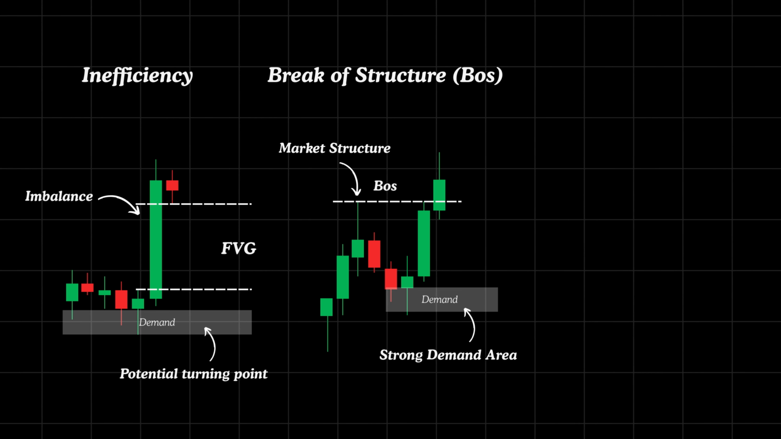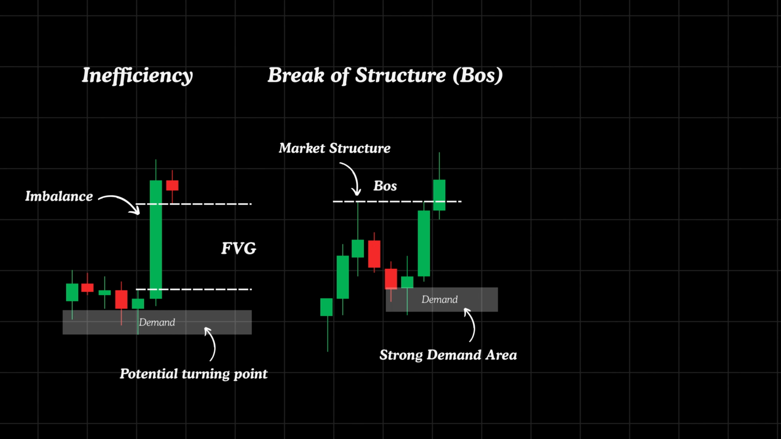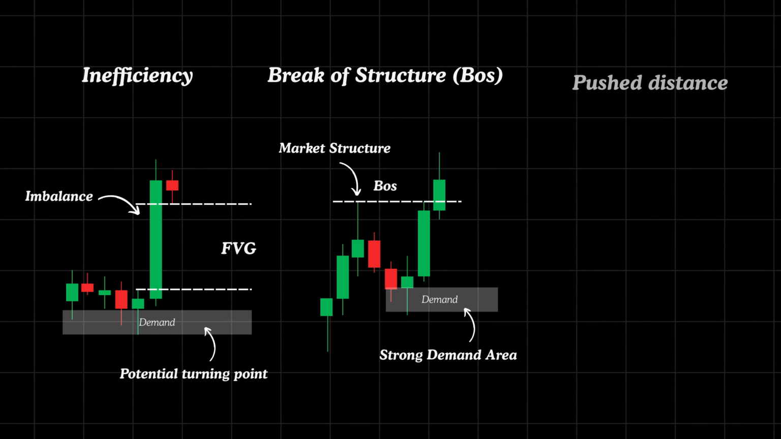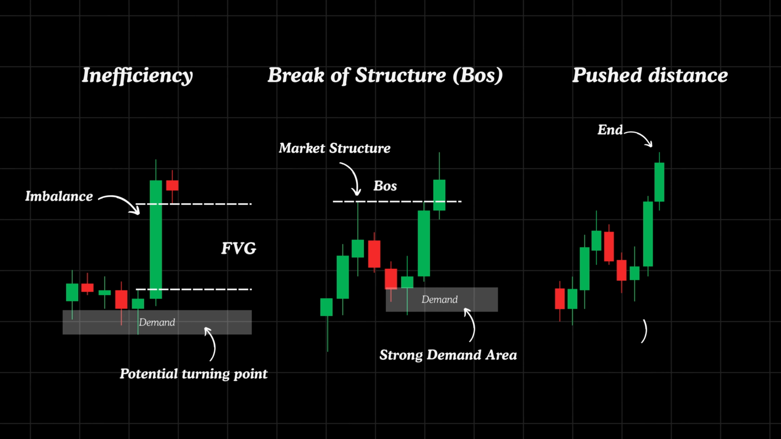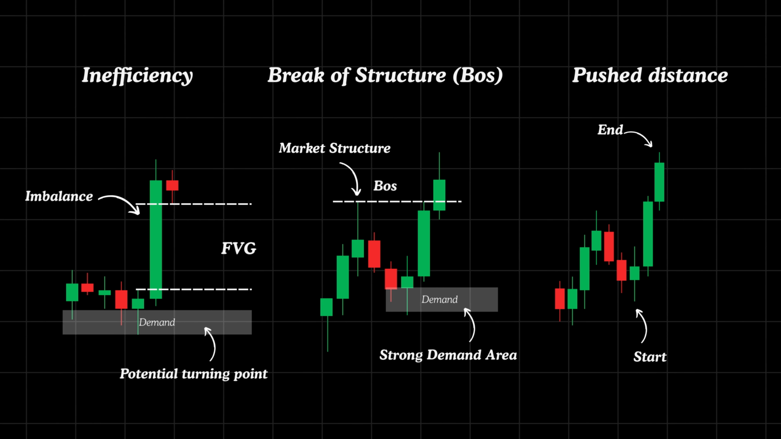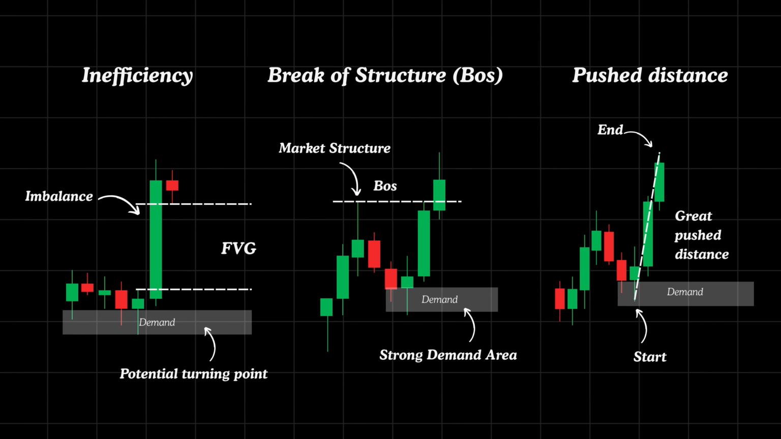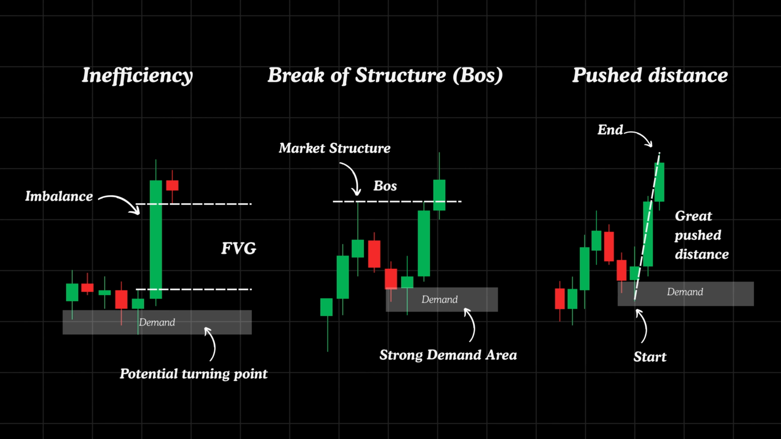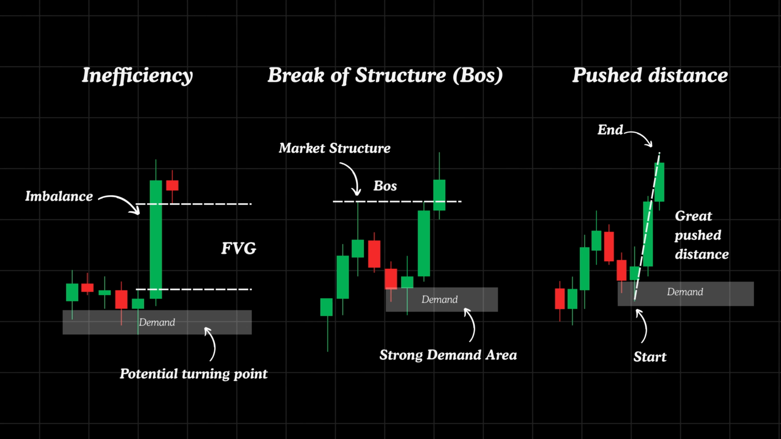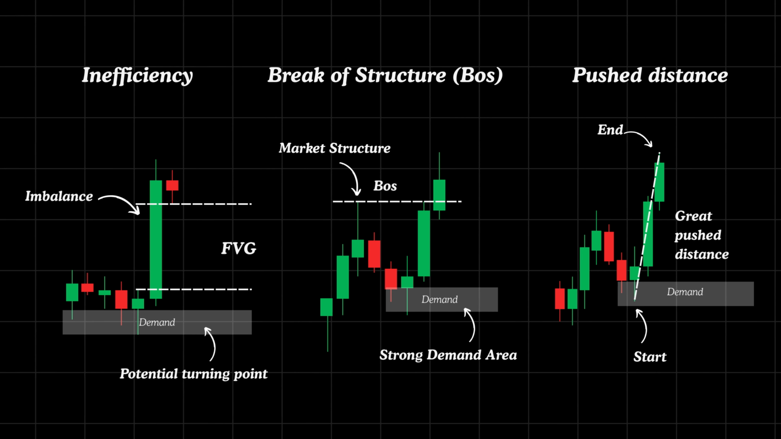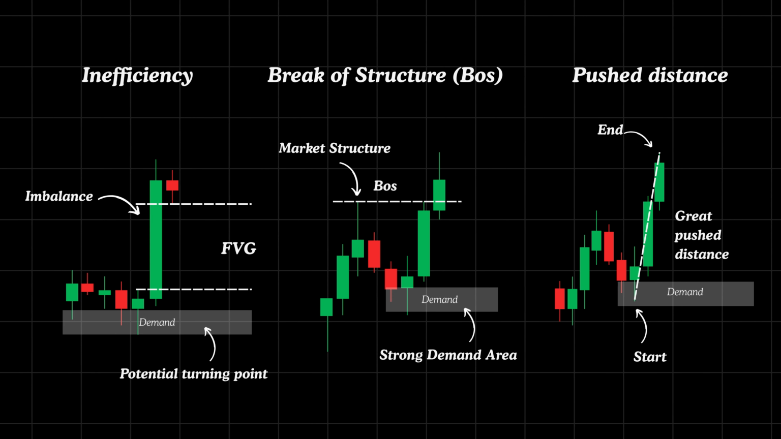Every time price breaks a structure level, the chances of trend continuation increase. The push distance measures how far price travels away from the zone before pulling back. A larger push distance usually reflects a stronger rejection, which in turn strengthens the zone. By evaluating all these factors together, you can more effectively spot high probability supply and demand zones for your trades.